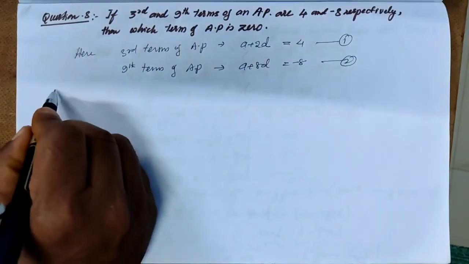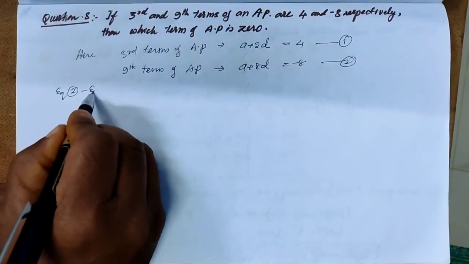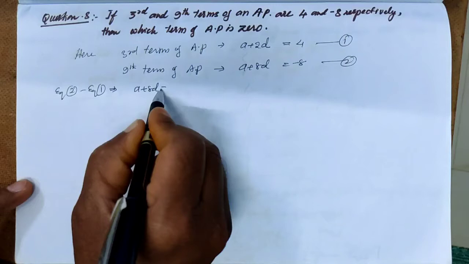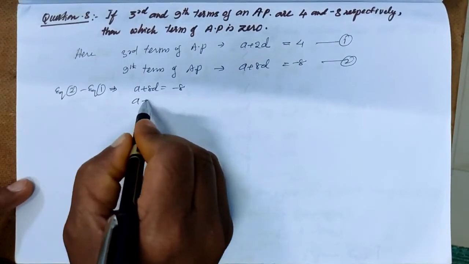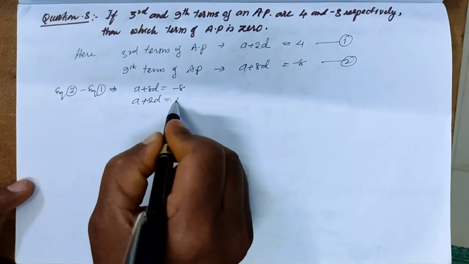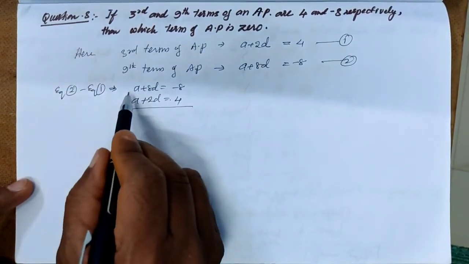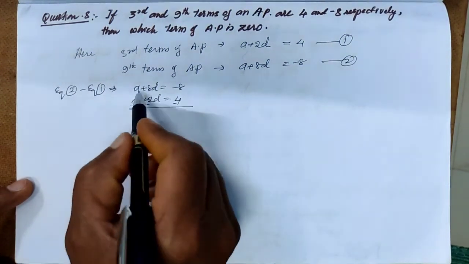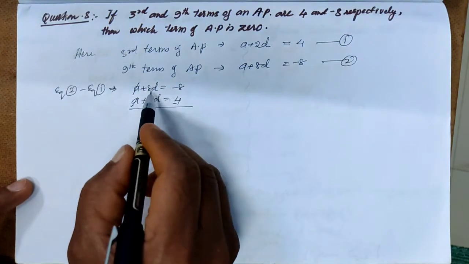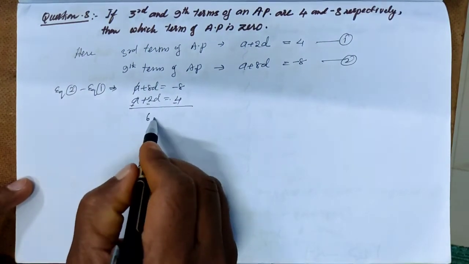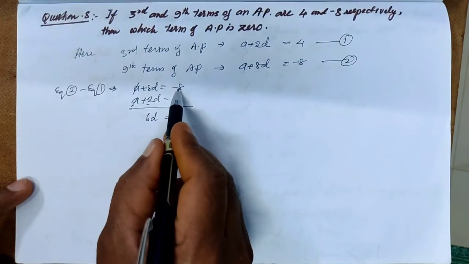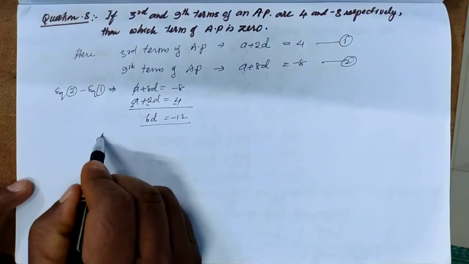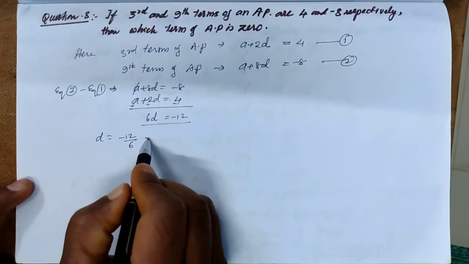Now, equation 2 minus equation 1: a plus 8d is equal to minus 8 and a plus 2d is equal to 4. Now subtract the first equation from the second one, so change the sign. Now a minus a cancels. 8d minus 2d is equal to 6d, and minus 8 minus 4 is minus 12. So from this, d is equal to minus 12 by 6, which is minus 2.